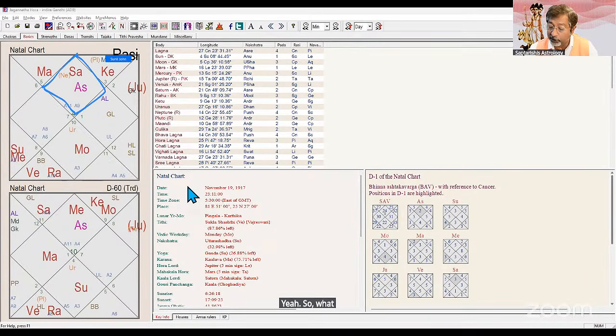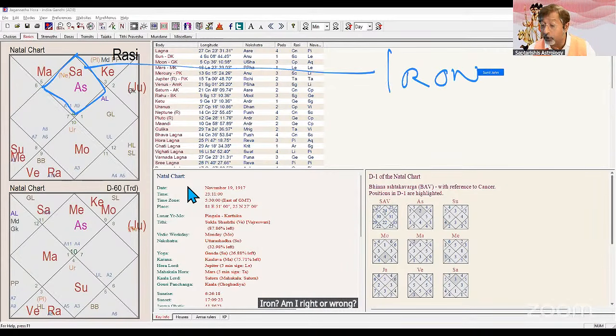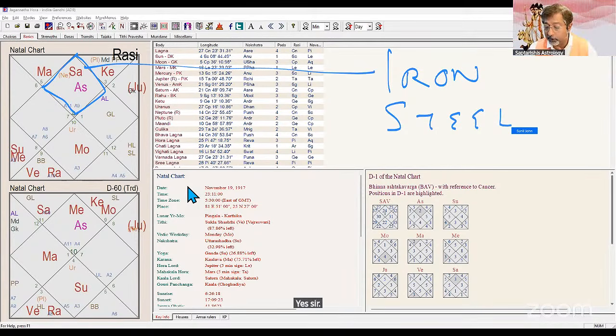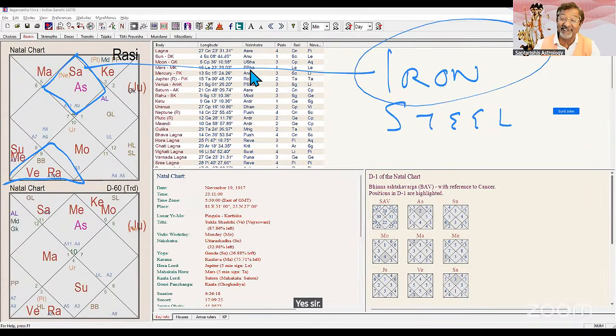So what did she do? Saturn is the karaka for iron, steel. The 6th house is enemies. Her enemies used to call her the Iron Lady. Are you all understanding?